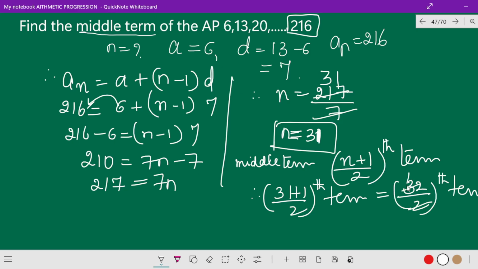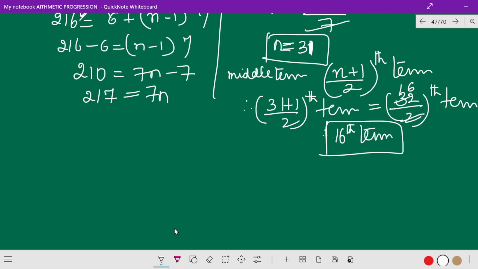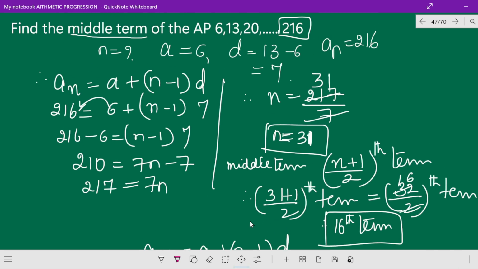2 ones are 2, 2 sixes are 12... so 16. Therefore, the 16th term is the middle term. To find the middle term means we have to find a16. So we are going to find a16 equal to a plus (n minus 1) into d. Our a value is 6.